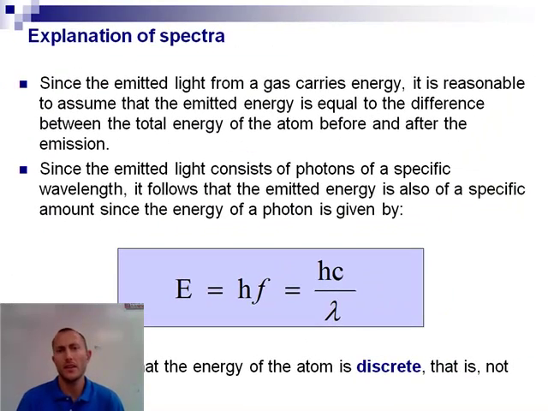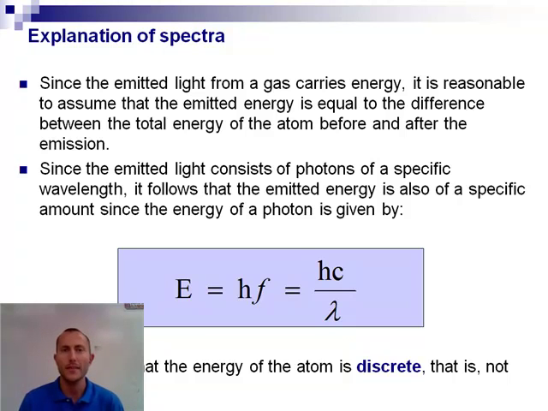Now, this ended up being an incorrect equation, but it led to the further explanation of the atomic spectrum and the idea that the electromagnetic radiation that's being emitted must carry energy. And if it carries energy, then it must be equal to the difference between the total energy before and after the emission. And so if we consider the electromagnetic energy being released, that energy had to come from somewhere, and it probably came from inside the atom.